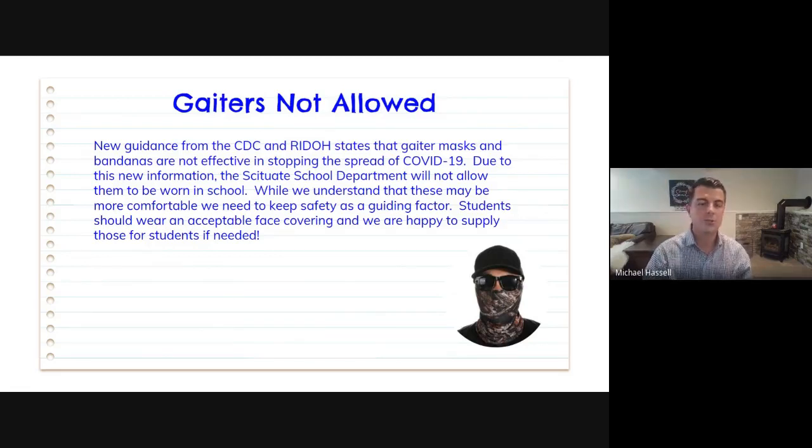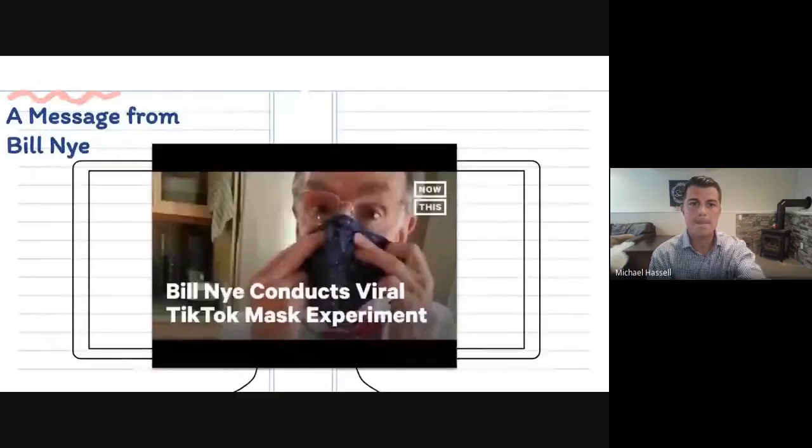We do have hundreds and hundreds of boxes of medical masks, and any student who needs a mask can come to the office and get one from us for free. I realize this is short notice. I also had a gaiter on in my walkthrough video, so that just shows how things are changing so quickly, and I apologize for that, but it changed, and this is what we need to follow.